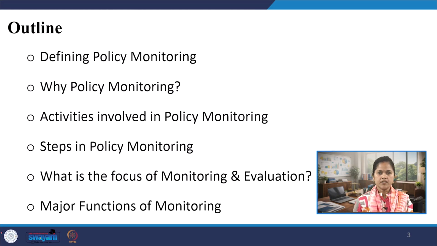is policy monitoring. And majorly we'll be discussing what the activities related to policy monitoring are, what the steps involved in policy monitoring are, and finally what the major functions of monitoring are.